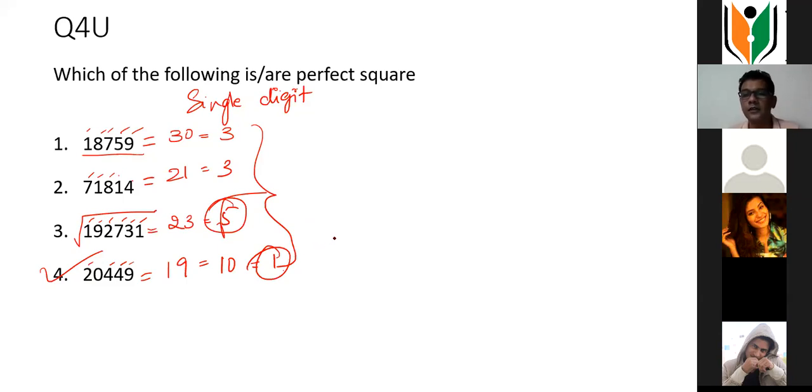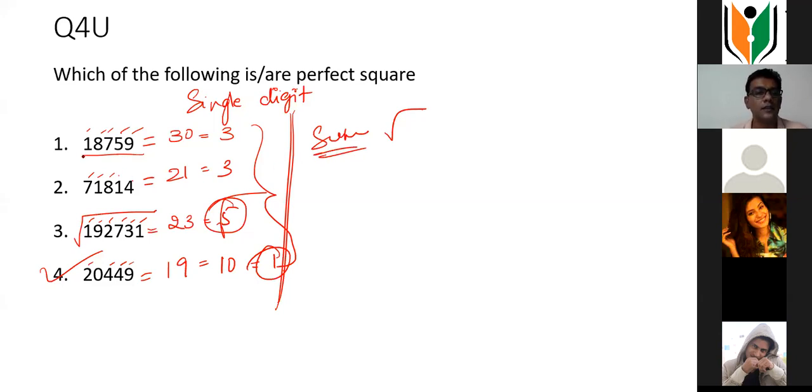Sorry, yes? Can you explain this again? I didn't understand. Okay, so say if there is a value which is a perfect square, then when you add the digits of the value, that sum should usually be a perfect square. Okay, usually. I'm not saying always.